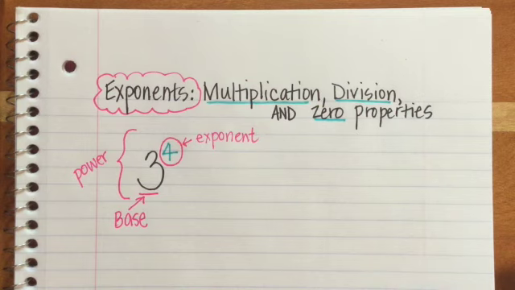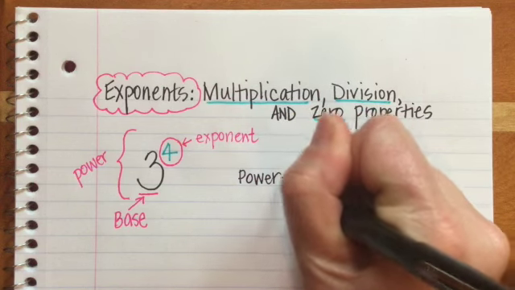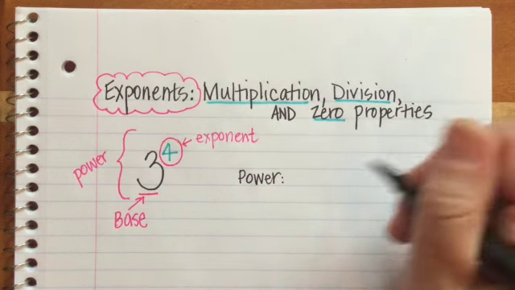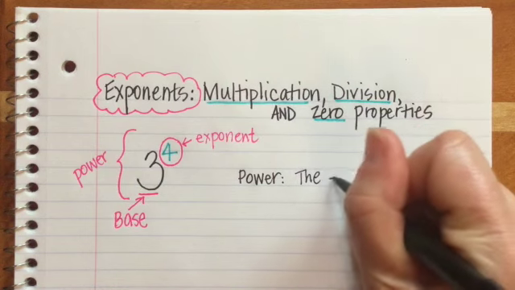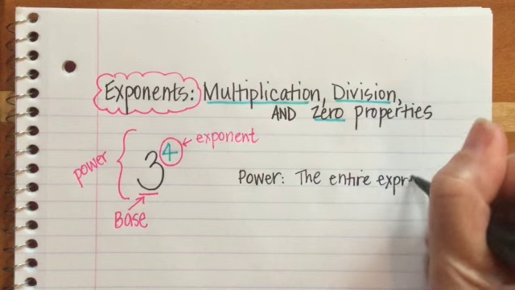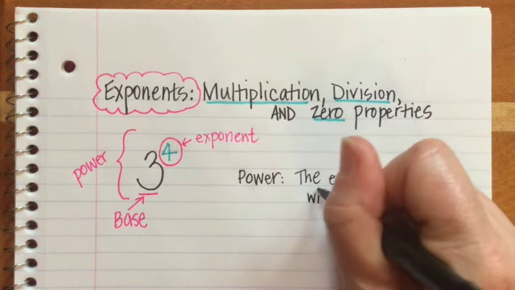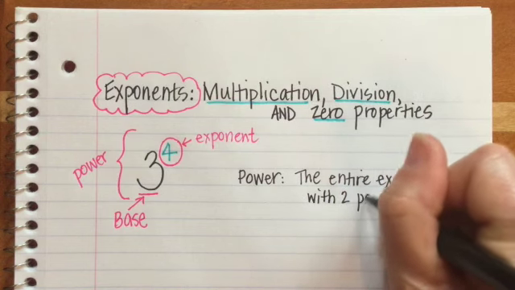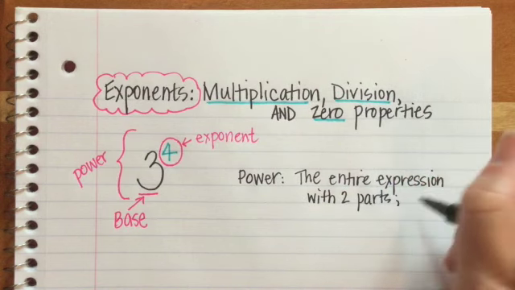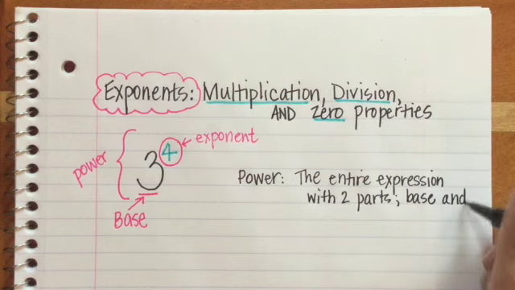So again, we've got the power, which is the whole expression, and I'm going to just jot this down for you. Great idea to copy it yourself. The power is the entire expression with 2 parts, and those 2 parts are the base and the exponent.